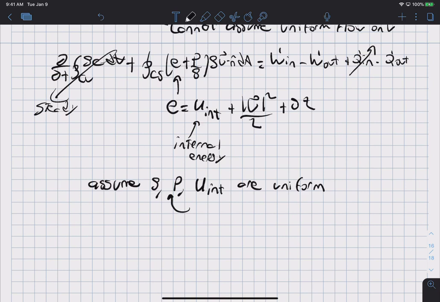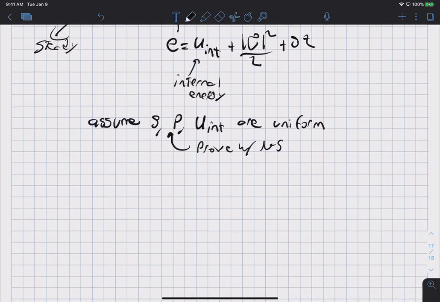And this you can prove with the Navier-Stokes equations. It turns out this actually doesn't matter because we're not going to be using the internal energy for too long. But for the purposes of analysis, I'm just going to assume that the internal energy is uniform.